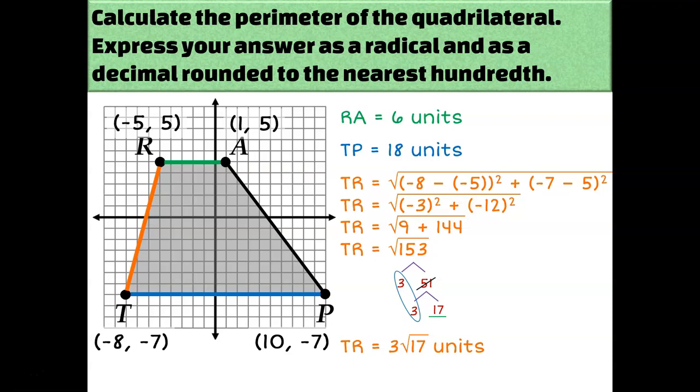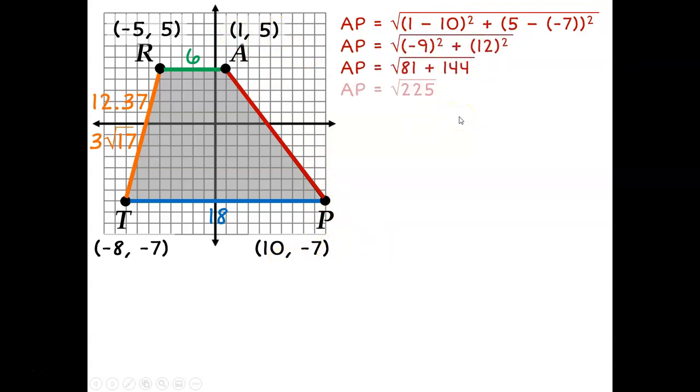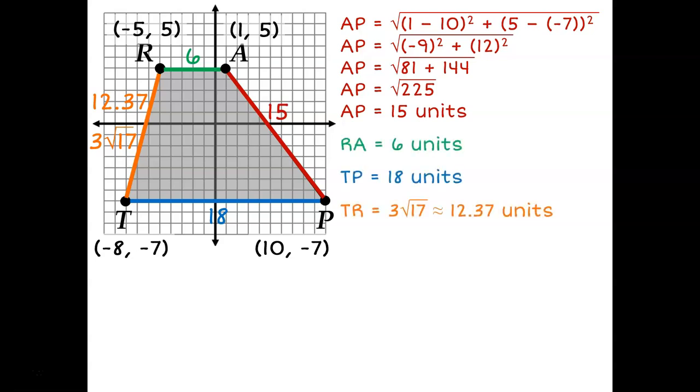Or if you just type the square root of 153 into the calculator, it'll give you a decimal approximation of about 12.37 units. We now know 3 of our 4 sides. Let's calculate the 4th one. The length of AP would be equal to this by plugging in each of my x1s and y2s and then simplifying. I get the square root of 225, which is a perfect square. That means that the length of AP is exactly 15 units.